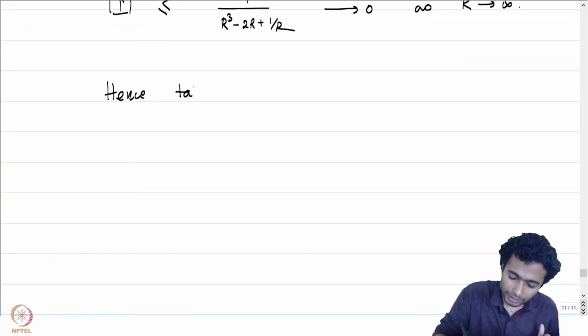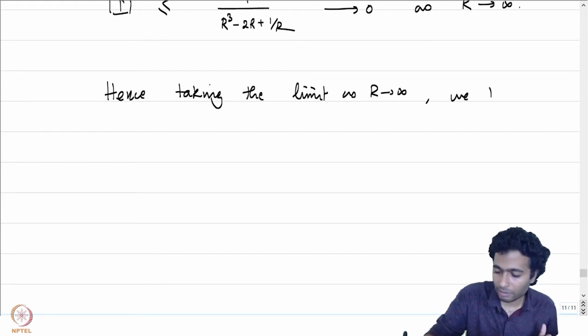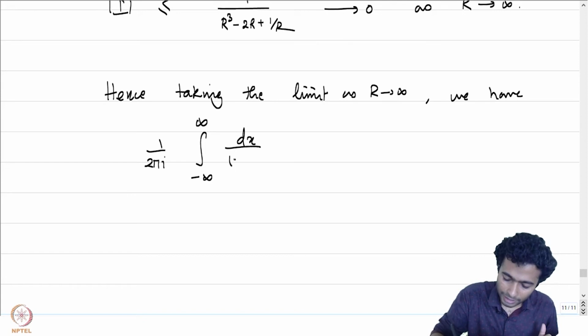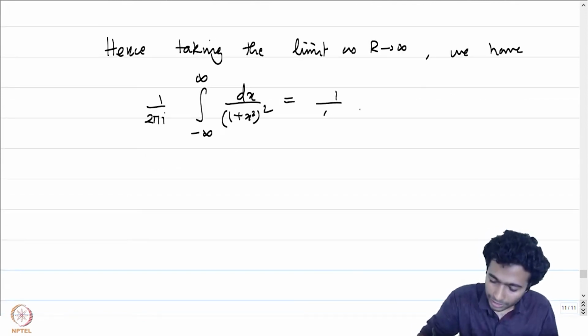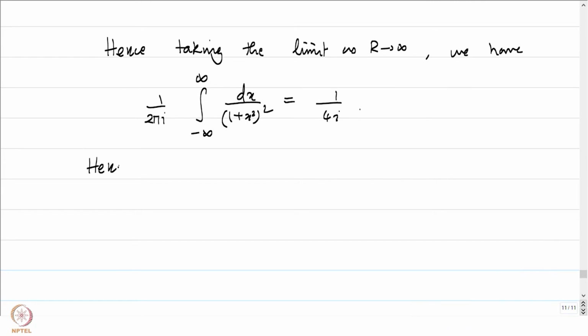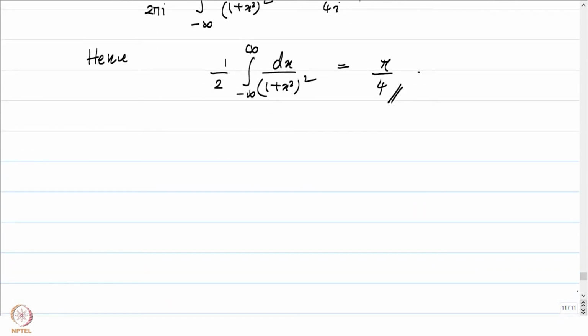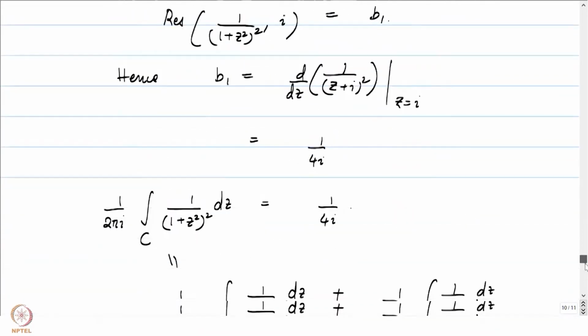Hence, taking the limit as r goes to infinity, we have 1 by 2 pi I times the integral from minus infinity to infinity of dx by (1 plus x square) the whole square is equal to 1 by 4I, and hence what we conclude is that half of the integral from minus infinity to infinity of dx by (1 plus x square) the whole square, the i's will cancel off, the 2 will cancel off, is going to be equal to pi by 4.